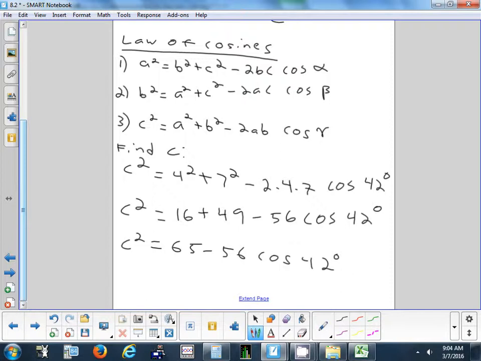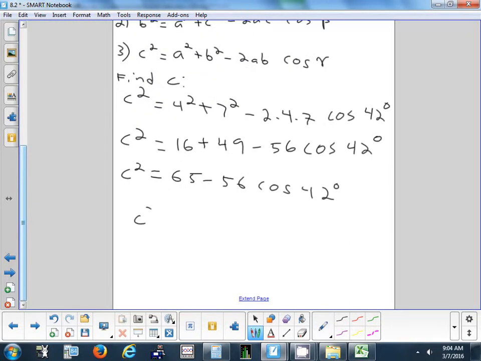Yeah. And it's okay that we added 16 and 49, because this 65 is separated from the rest of the problem by a minus sign. So adding these together first didn't affect what we are about to multiply. It's 56 cosine 42. It was always 56 cosine 42. We didn't affect that. So let's do that next.